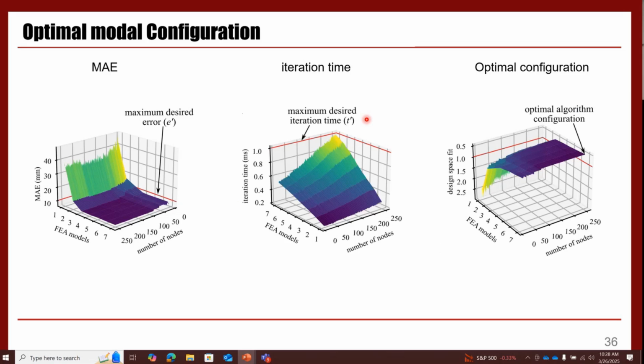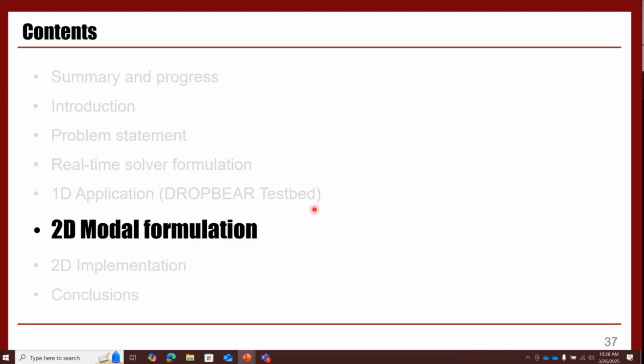Now we also designed a more optimal model configuration. We looked into designing an optimal configuration for the one-dimensional system. We set the error at about 10 millimeters and the iteration time at 1 millisecond, the latency we're looking into. And then the optimal configuration was obtained at 250 nodes and 7 FEA models. This configuration gives us less than 10% error and falls under the 1 millisecond timing. All right, so that's for the one-dimensional.